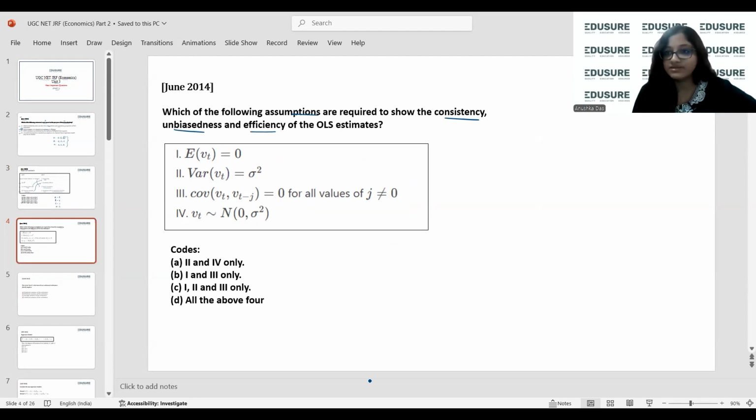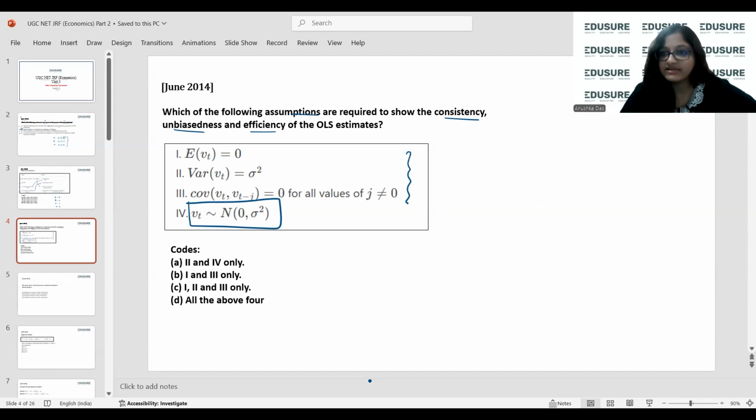So please remember this as a thumb rule: the normality assumption of the error term is only required when you test hypotheses. This normality assumption is only for statistical inference and hypothesis testing. For all the other cases, for consistency, unbiasedness, efficiency, the rest of the three properties have to be satisfied. So these are all the CLRM assumptions if you look at it.